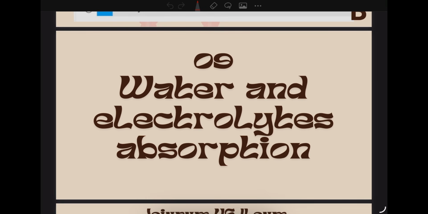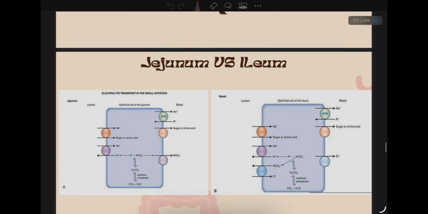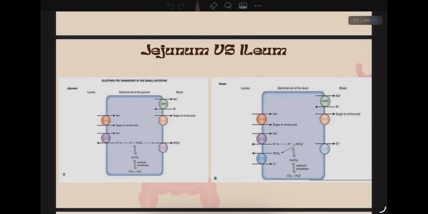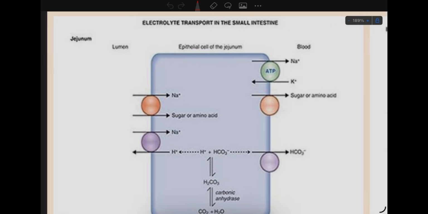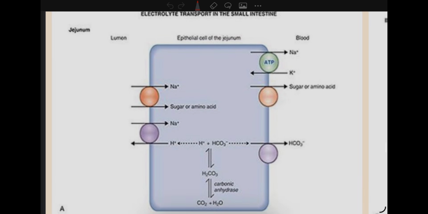So, water and electrolytes absorption. This is a very easy and quick lecture, inshallah. So let's start with the jejunum and what's going on in each of them. Starting with the jejunum, first of all, I like to start from here. Our beautiful reaction that gives us hydrogen and bicarbonate.